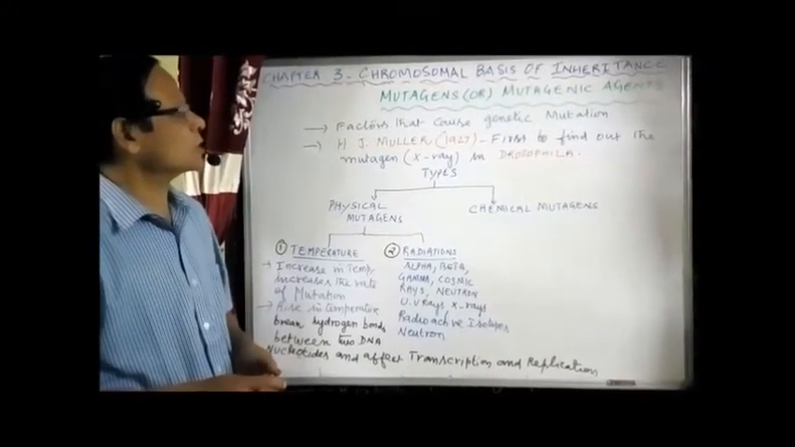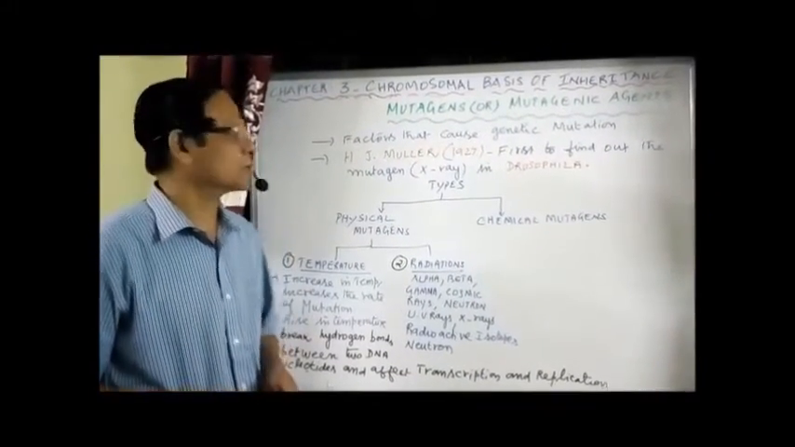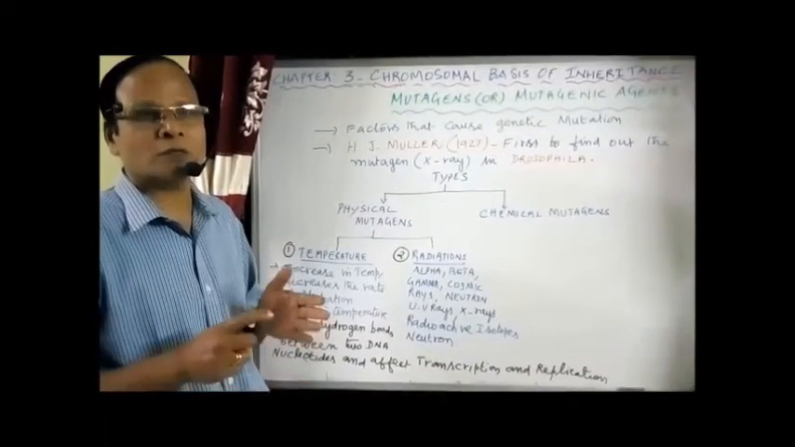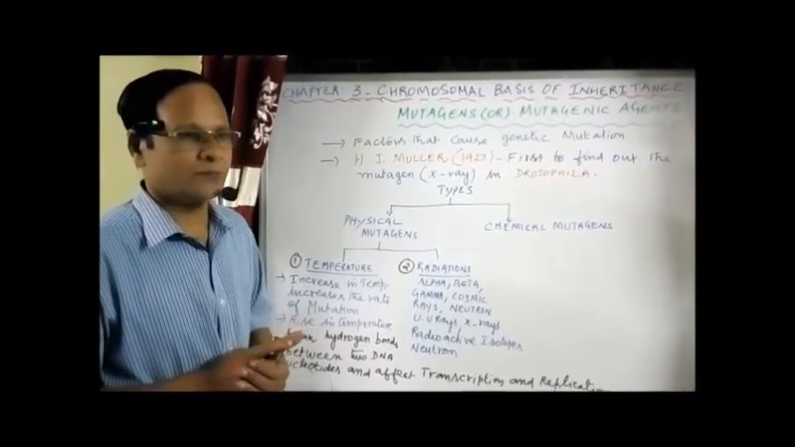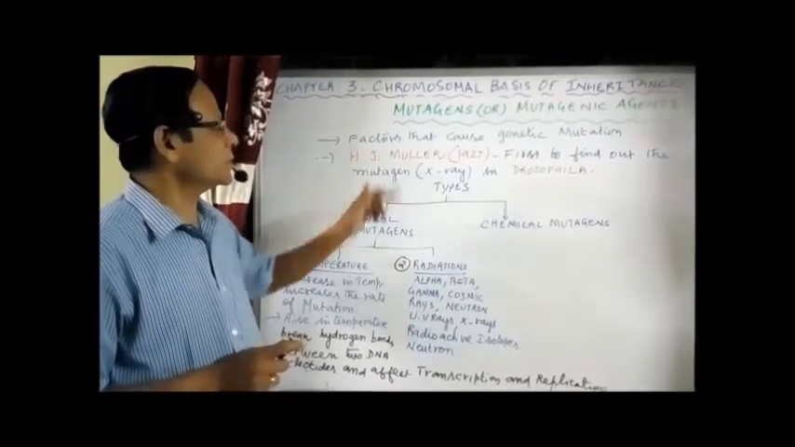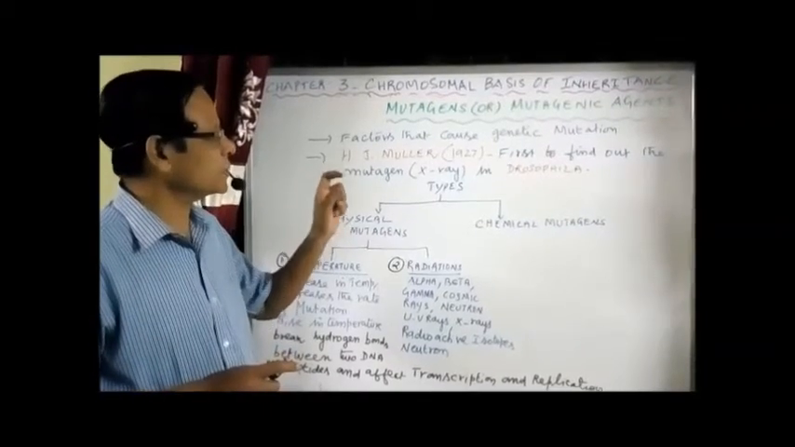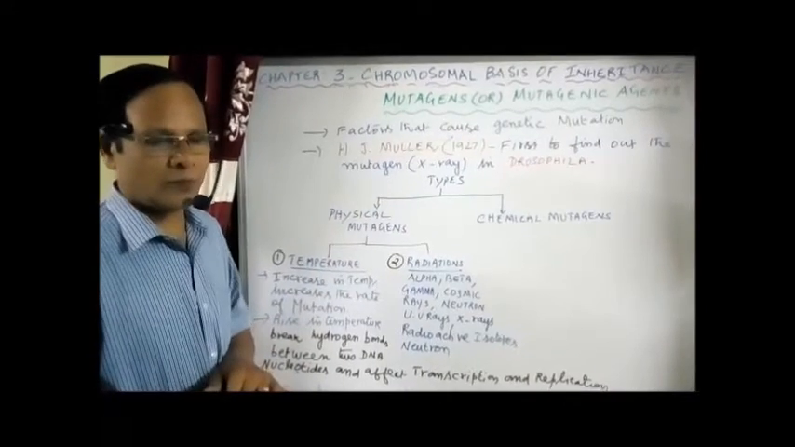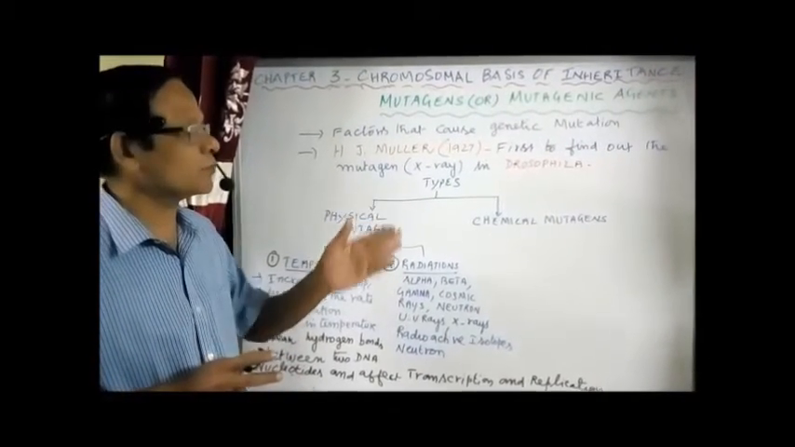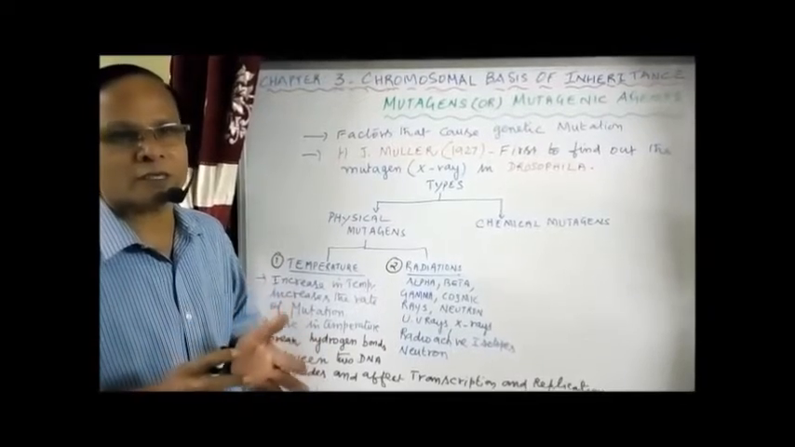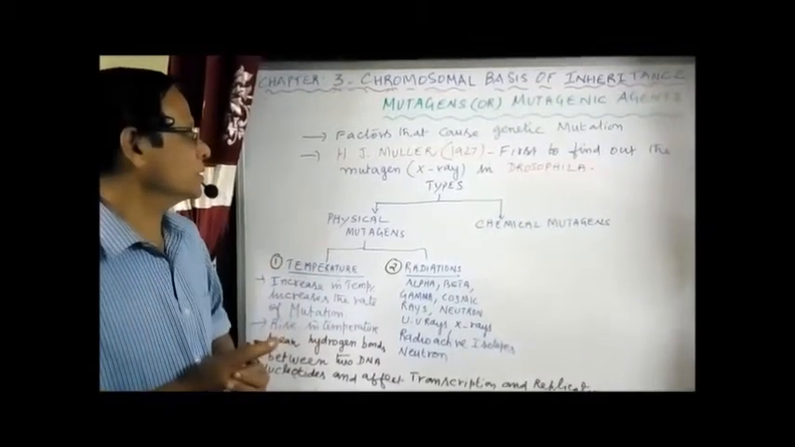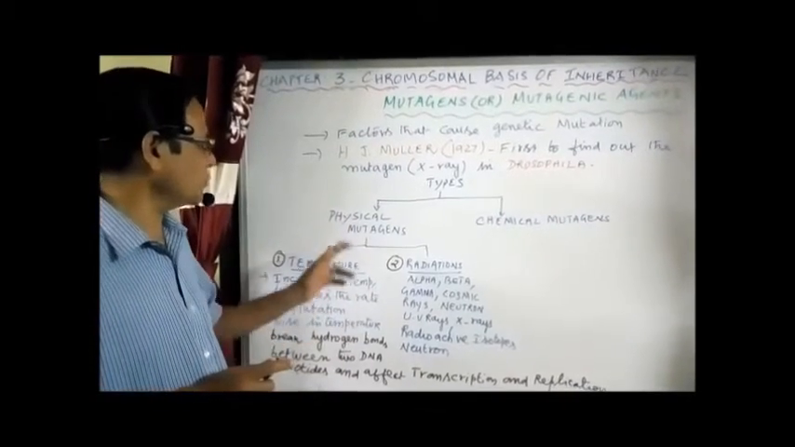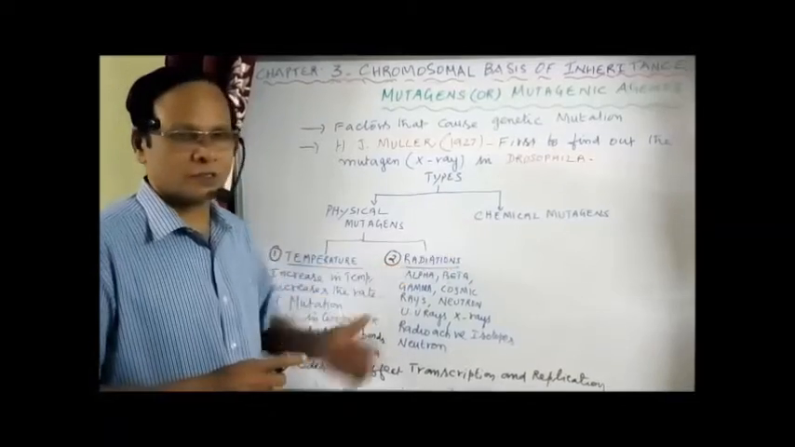Now the next one, what are mutagens or mutagenic agents? Those factors that cause genetic mutation are called mutagens or mutagenic agents. H.G. Muller was the first, in 1927, to find a mutagen in Drosophila. That means he induced mutations in the fruit fly by using X-rays, one of the physical agents, which is radiation. If you take the types of mutagens, there are two types: physical mutagens and chemical mutagens.